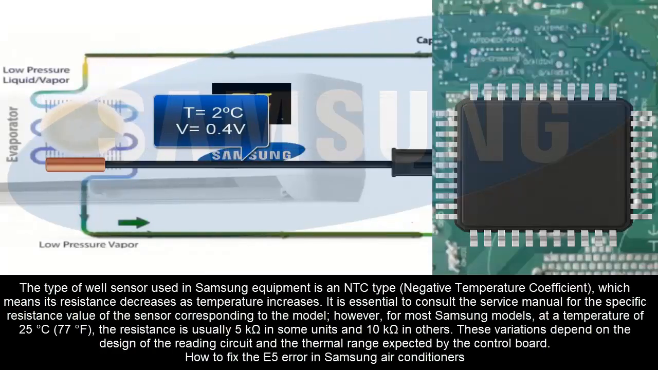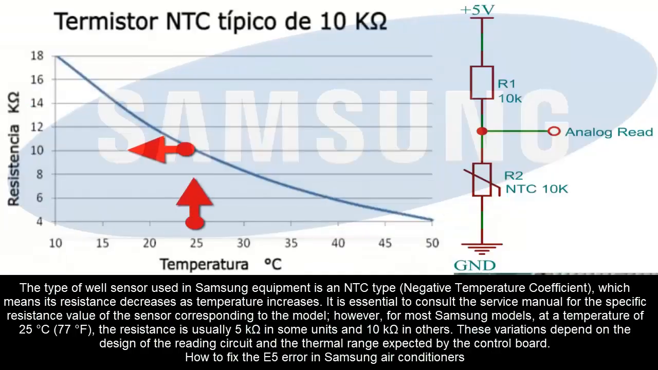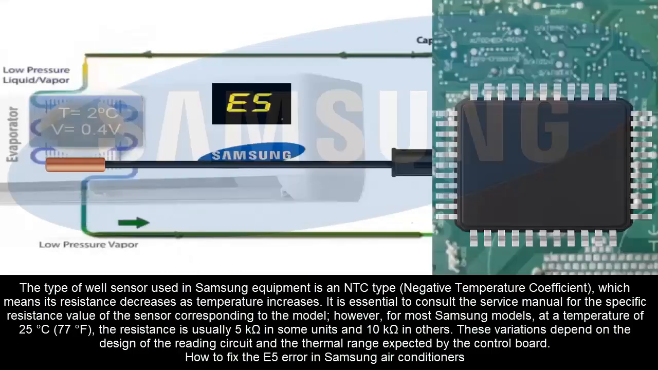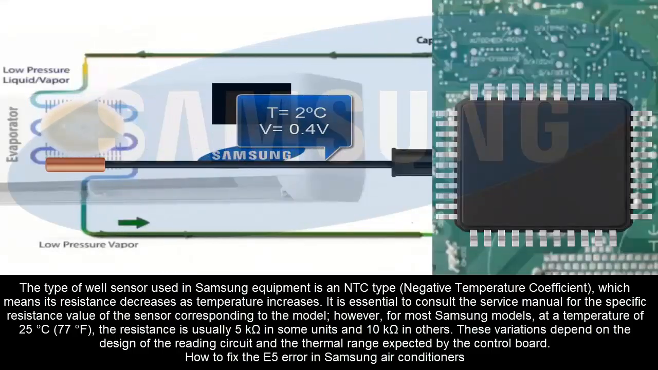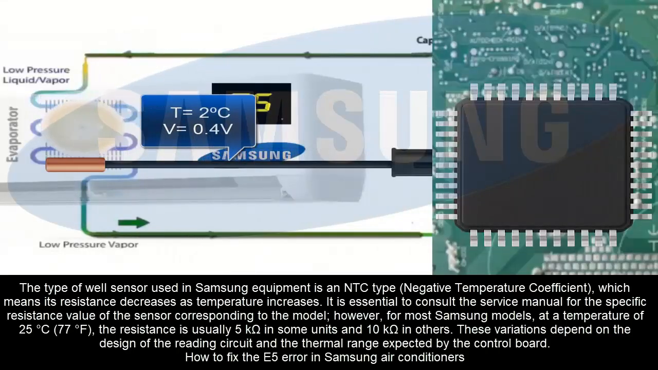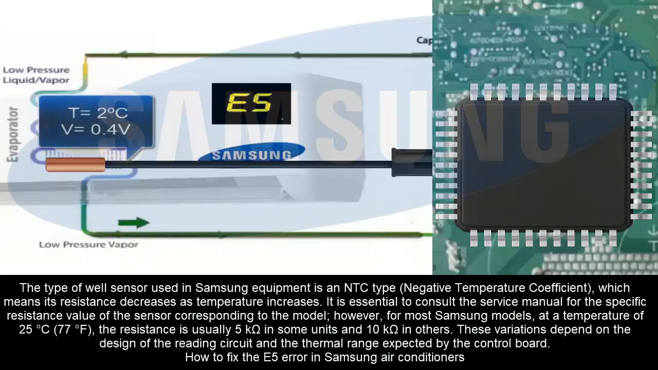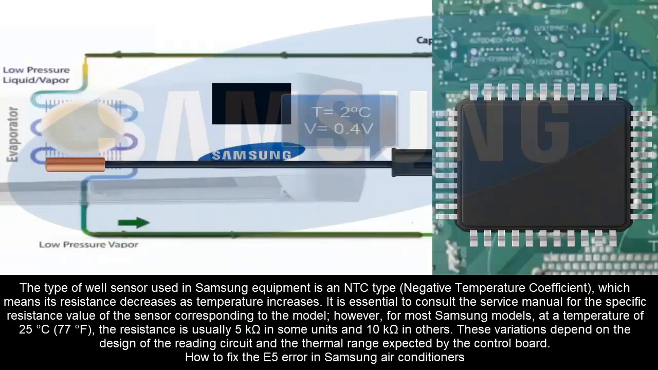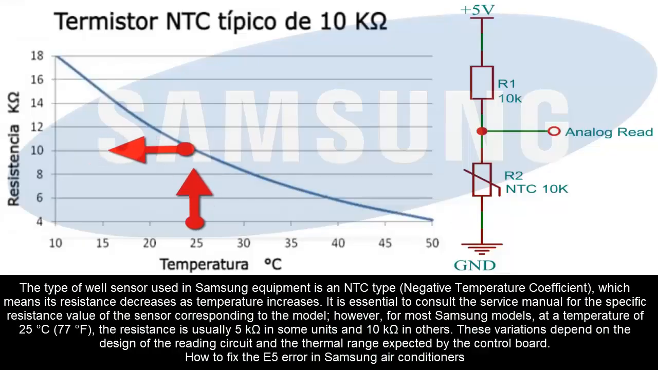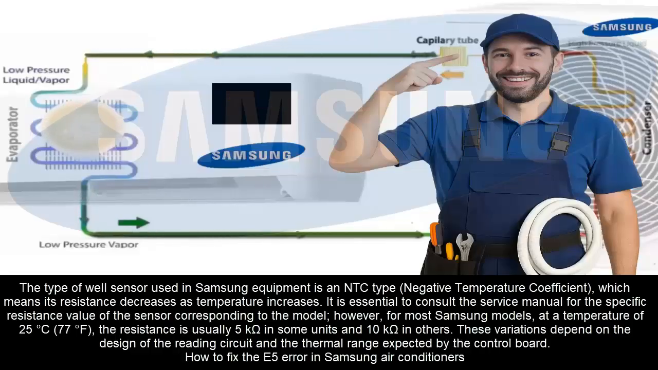The type of well sensor used in Samsung equipment is an NTC type, negative temperature coefficient, which means its resistance decreases as temperature increases. It is essential to consult the service manual for the specific resistance value of the sensor corresponding to the model. However, for most Samsung models, at a temperature of 25 degrees Celsius, 77 degrees Fahrenheit, the resistance is usually 5 kilo ohms in some units and 10 kilo ohms in others. These variations depend on the design of the reading circuit and the thermal range expected by the control board.